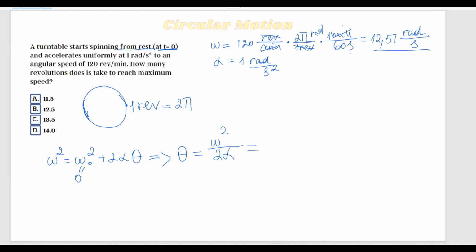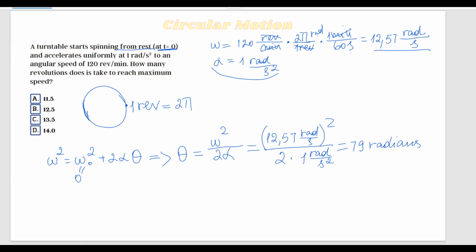Okay, so now come back here in this equation, and we're going to substitute for omega. We're going to have 12.57 radians per second all squared. And here we're going to have 2, and angular acceleration is 1, so 1, and this is radians per second squared. Let's go ahead and calculate this. 12.57 squared, divided by 2. And this is going to give me an angle of 79 radians.